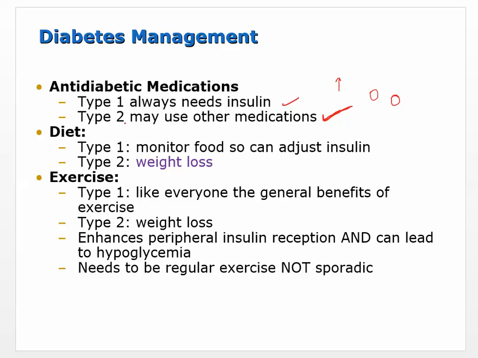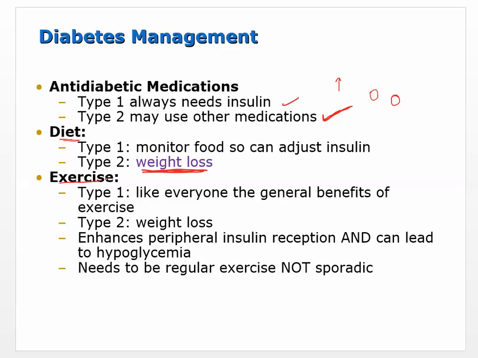So anti-diabetic medications, and then diet. So if you're type 1, your diet is going to just be to monitor your food, so you can adjust your insulin. It's constantly this battle to not spike your glucose levels, and then if you do, you need to adjust your insulin treatment. Type 2 diet, you want to lose weight. Okay, so that's mainly what happens with type 2 diabetes is weight loss.